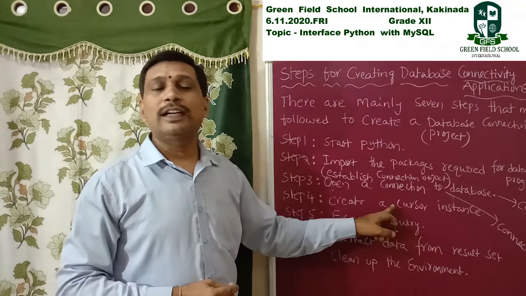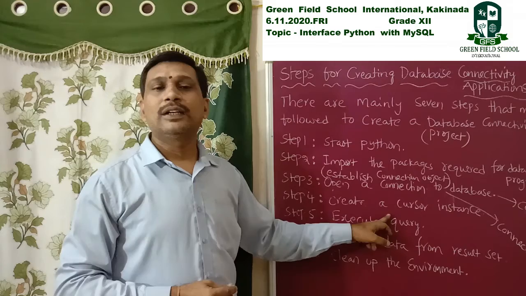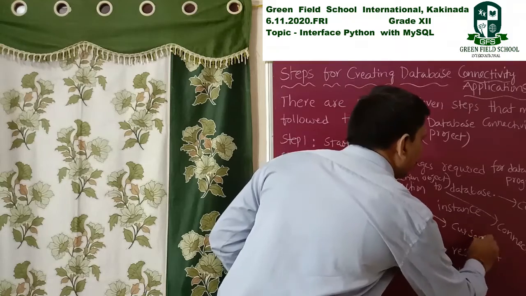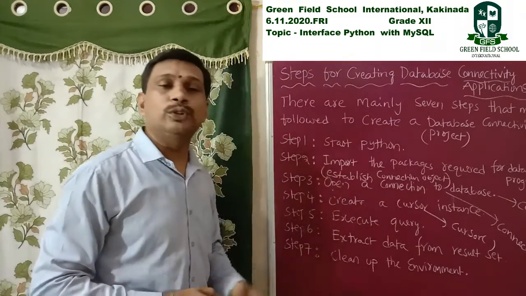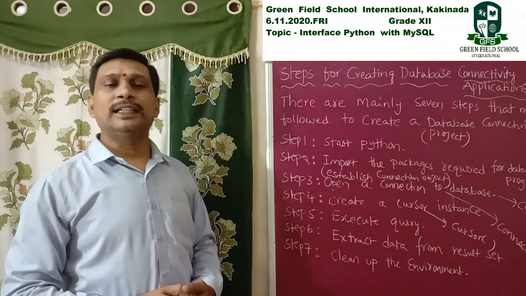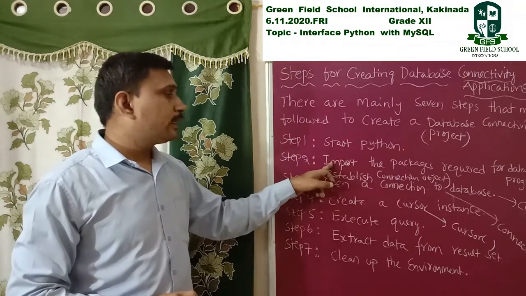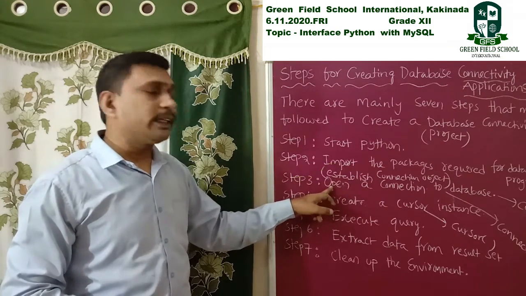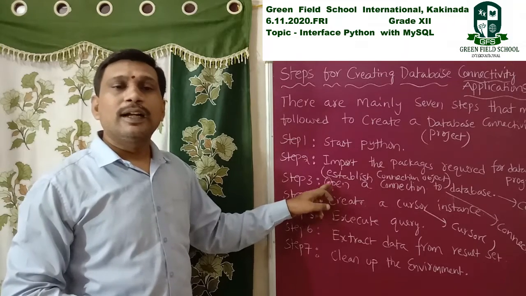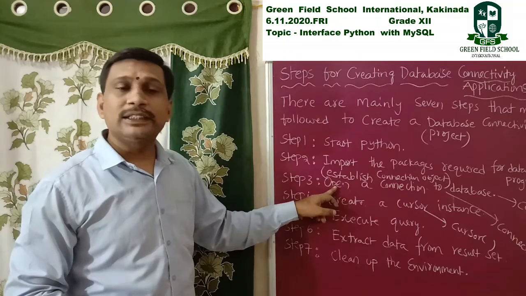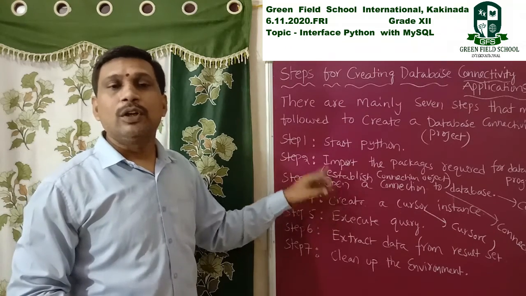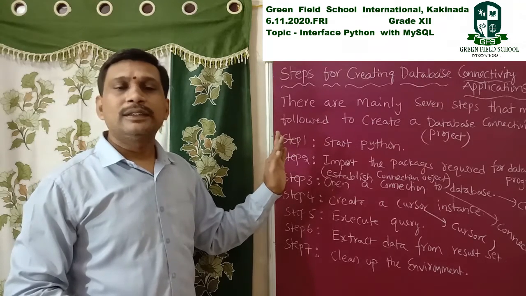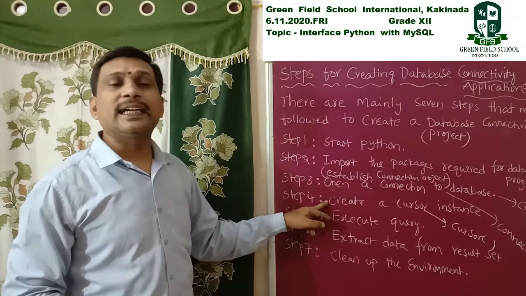We create it, and for this we use one cursor method. How do we create this? By using the cursor method. For every step we use different methods or functions. This can be created by using the MySQL connector, by using the connect method. In that we give some information: server name, username, password and database name. Here we create a cursor object.